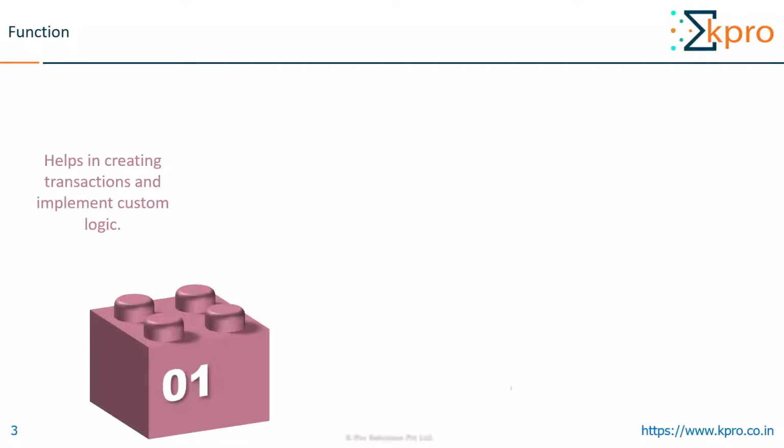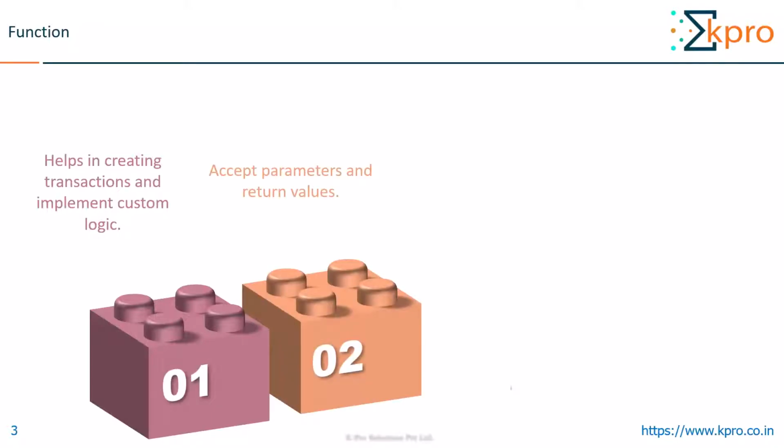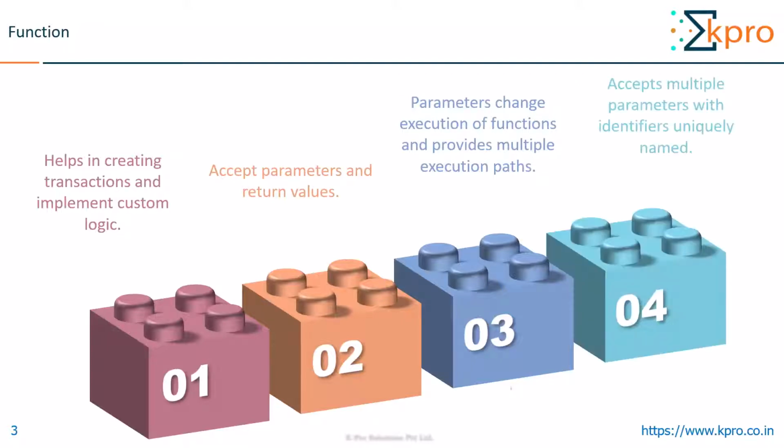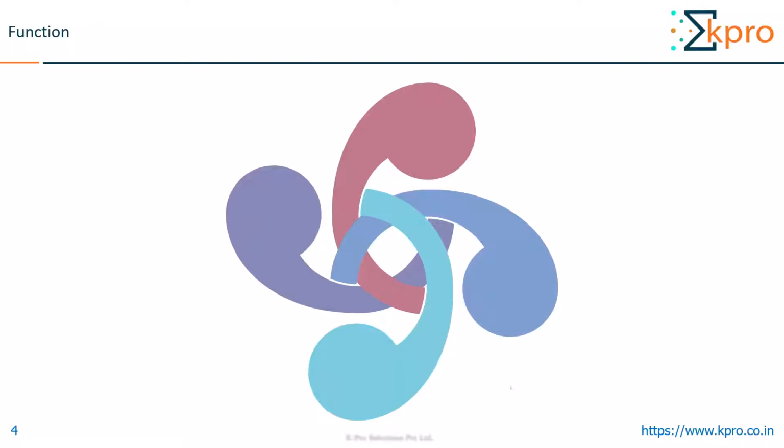Functions help us in creating transactions and implementing custom logic. They accept parameters and return values. The parameters passed in the functions change the execution of functions and provide multiple execution paths. They accept multiple parameters with uniquely named identifiers. So this is all about functions. Now let us see the different ways by which we can declare a function.